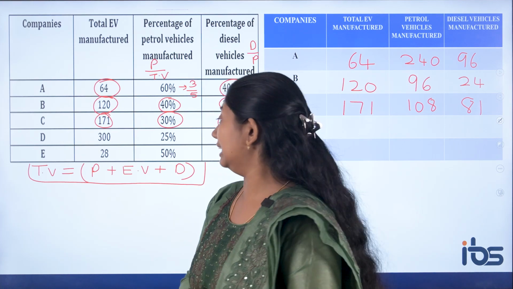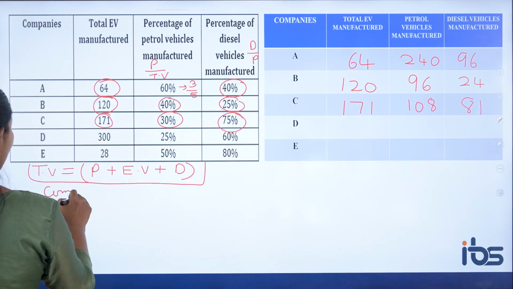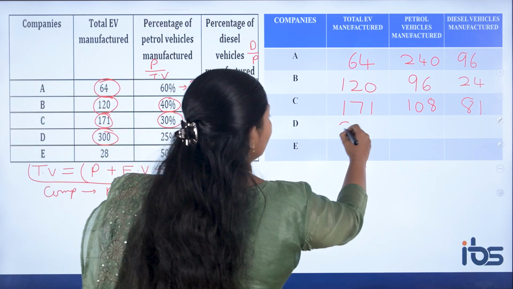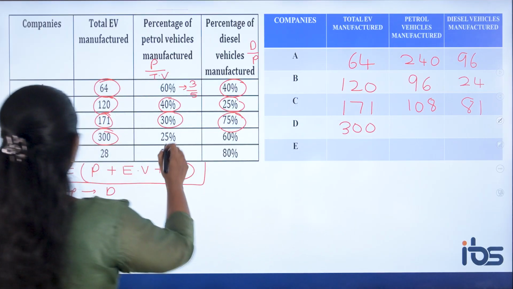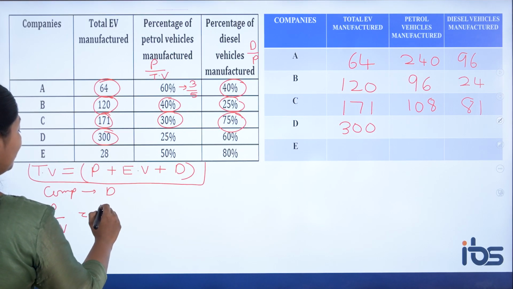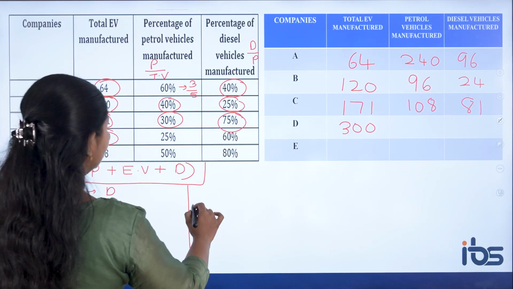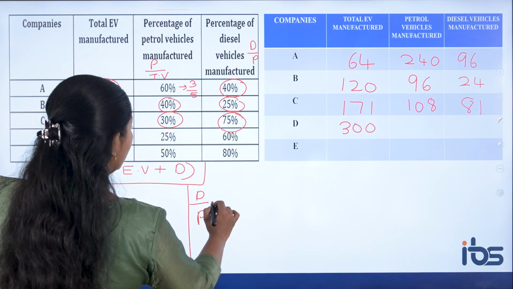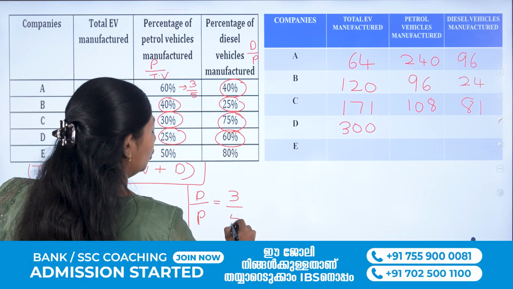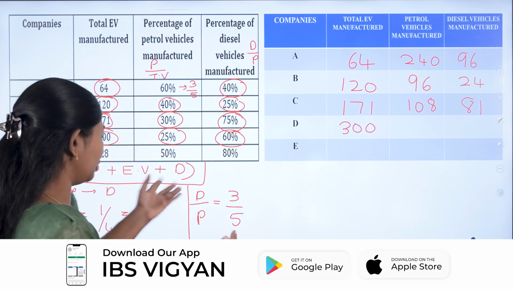For company D. So going for company D. So we have the total EV as 300. Then we have the petrol to total vehicles as 25%, fractional value 1/4. Then we have the diesel to petrol ratio as 60%, that is nothing but 3/5. We know 20% 1/5, 40% 2/5. In this way you can easily find.